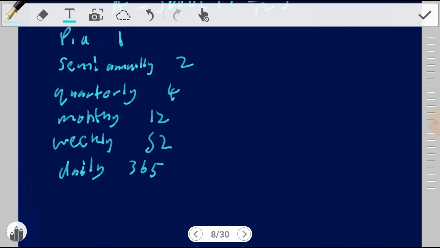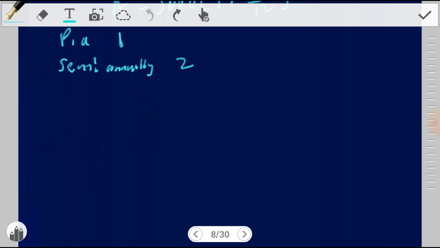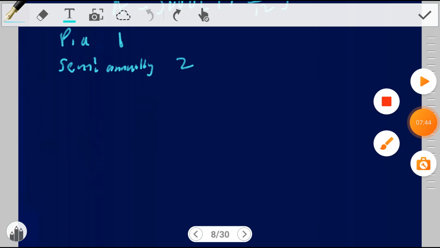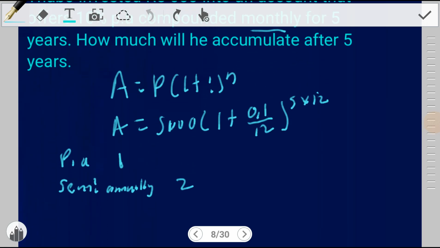What about if they say hourly? I don't think that will happen, but I'm just going further. If they say hourly, we know that there are 24 hours in a day, so you just say 24 times 365. So if they say hourly, it's just going to be 24 times 365. That's what you do.